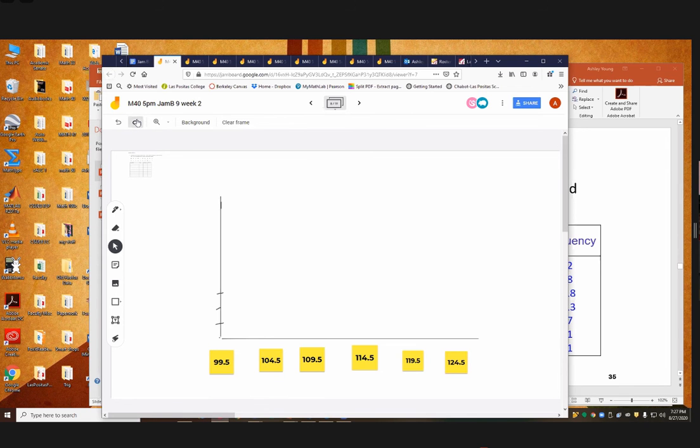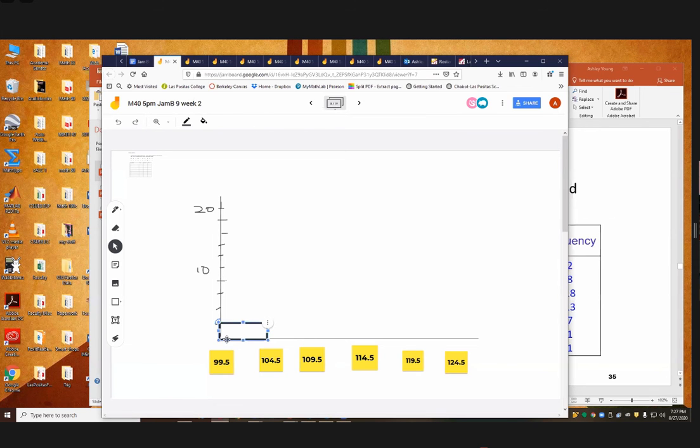And then along the side, I'm going to do all of the frequencies. I'm going in twos, so 2, 4, 6, 8, 10, 12, 14, 16, 18, 20. So these are my frequencies, my heights here. And then I'm going to do boxes.